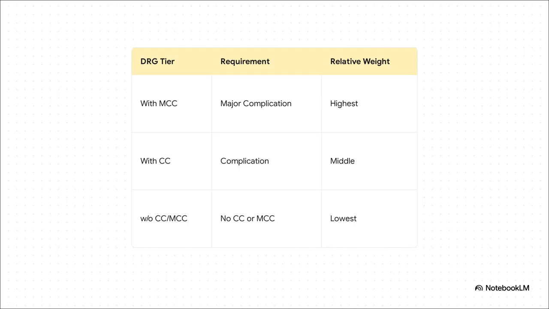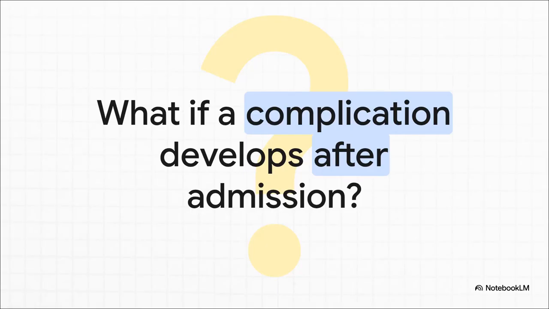And if there's documentation for an MCC, a major complication or comorbidity like acute renal failure or sepsis, the relative weight of that DRG absolutely skyrockets. This secures the highest possible payment tier to cover the intense resources that patient consumed. Now, this brings up a really critical question. What happens if a patient comes in for a routine procedure, but a severe complication, like a deep vein thrombosis or sepsis, develops after they are admitted?